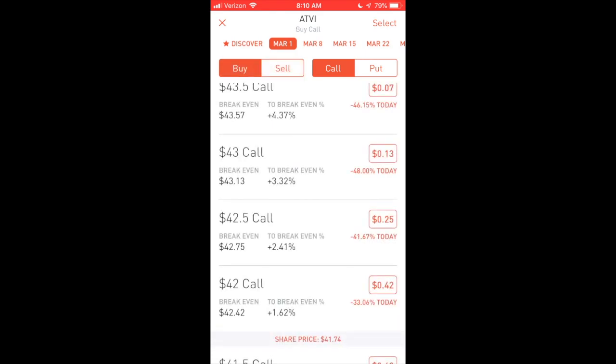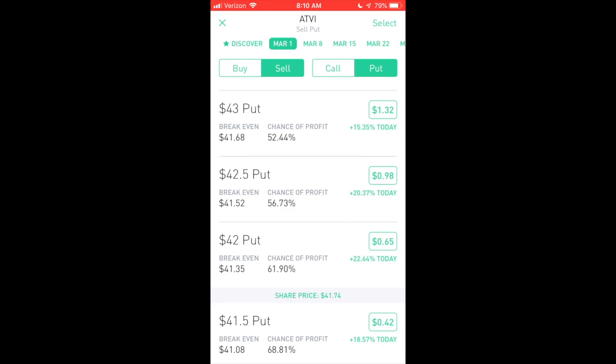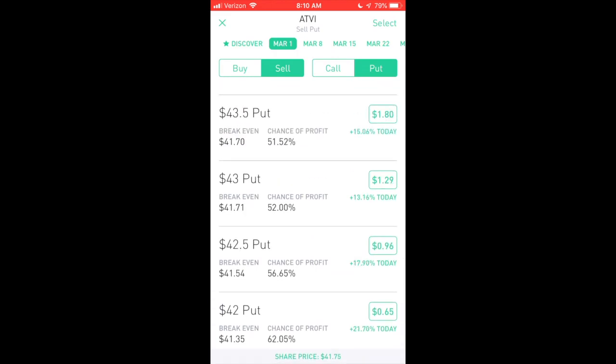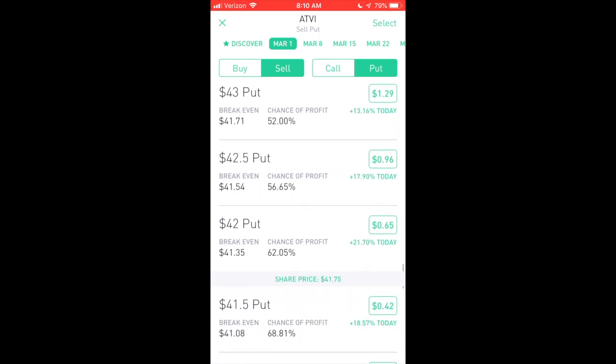Buy means I believe it's going to that price. Sell means I don't believe it's going to that price. Call means I'm picking up my phone to make a call. The price is going up. Put means I'm putting my phone down because I think the price is going down. So hopefully that gives you a little bit of a visual, some sort of memory cue.